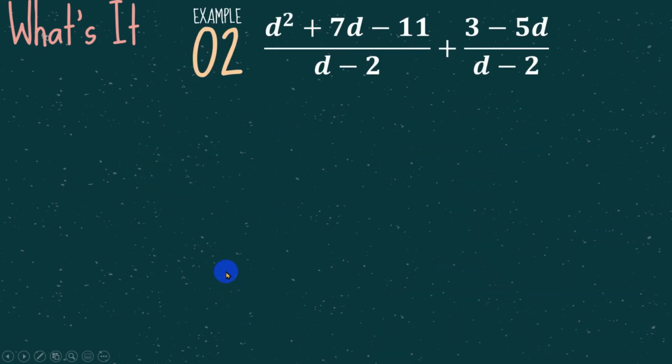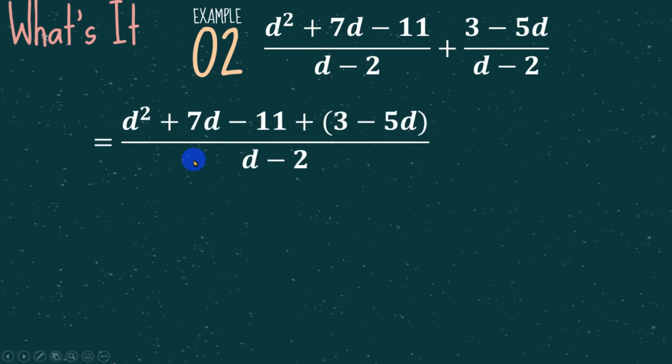Example number 2, ayan, pasok agad tayo sa trinomials at binomials. Ibig sabihin po, possible po na meron tayong factoring ng either binomials or trinomials. Now, we combine the numerator, d squared plus 7d minus 11 plus. It's better to put the second numerator into the parentheses kahit plus yan, kasi this sign in between may affect our second numerator, lalo na kung ito ay minus. So, mas mainam, i-enclose muna natin siya sa parenthesis.